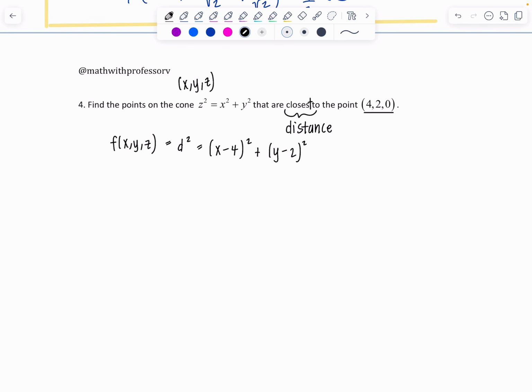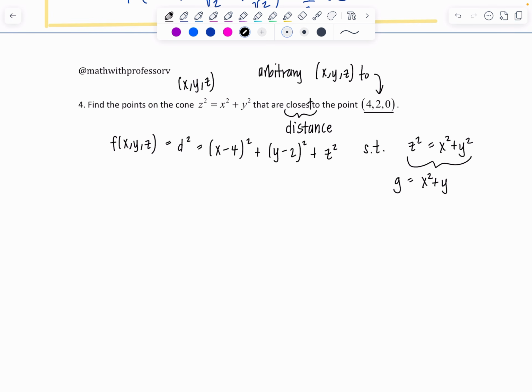So I'm setting up the distance formula from an arbitrary ordered triple, arbitrary x, y, z, to the point (4, 2, 0). And then what would my constraint be? My constraint is that this ordered triple must be on the cone, so such that z squared equals x squared plus y squared. So this is my g. I'm just going to say x squared plus y squared minus z squared is g of x, y, z.